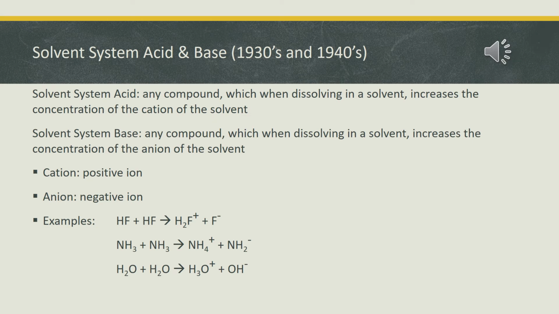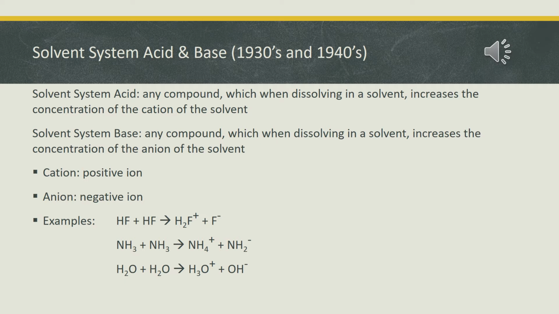Our fourth new definitions for acids and bases came in the 1930s and 40s. So you're dealing with the period of the Great Depression leading up into World War II and part of World War II. So we have the solvent system. A solvent system acid is any compound which, when dissolving in a solvent, increases the concentration of the cation of the solvent. So every other definition would be the solvent is water, and it works here too if it's water, but what if you don't have water? So we are talking about increasing the concentration or the amount of the positive ion in the solvent.